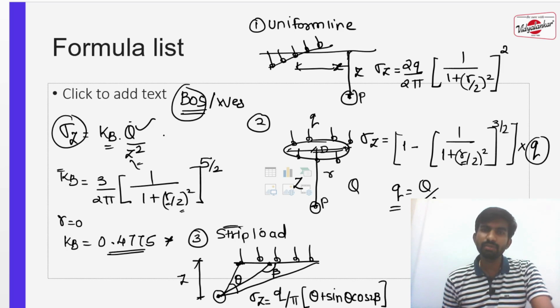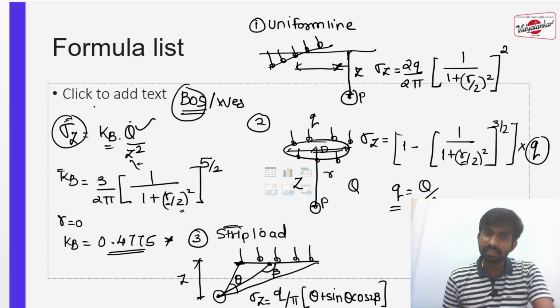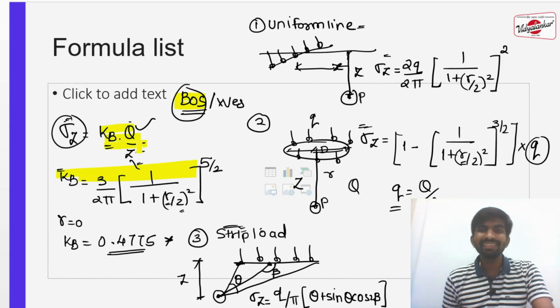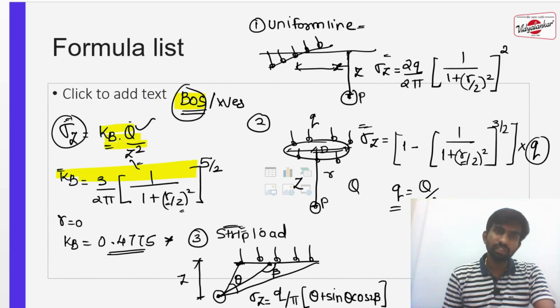So basically you have to find out, from Boussinesq's theory, how to get stress from a point load, how to get it if a uniform line load acts, how to get it for a circular foundation, and how to get it if a strip load acts. But if you look at the previous question papers, the only important theory is the Boussinesq theory. So you can remember this formula and this coefficient, that will be sufficient for this chapter.